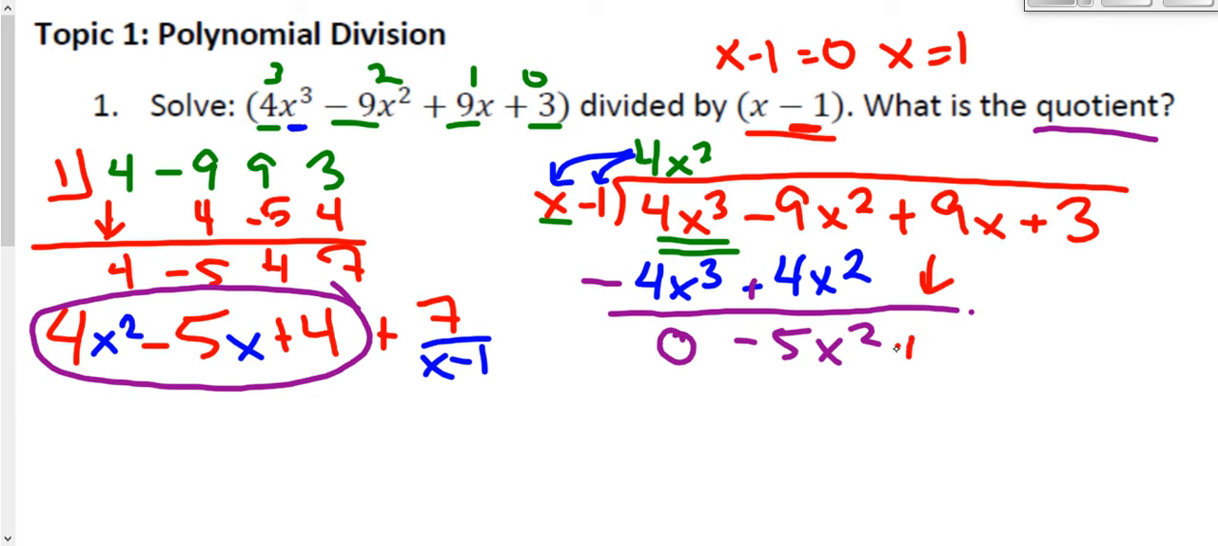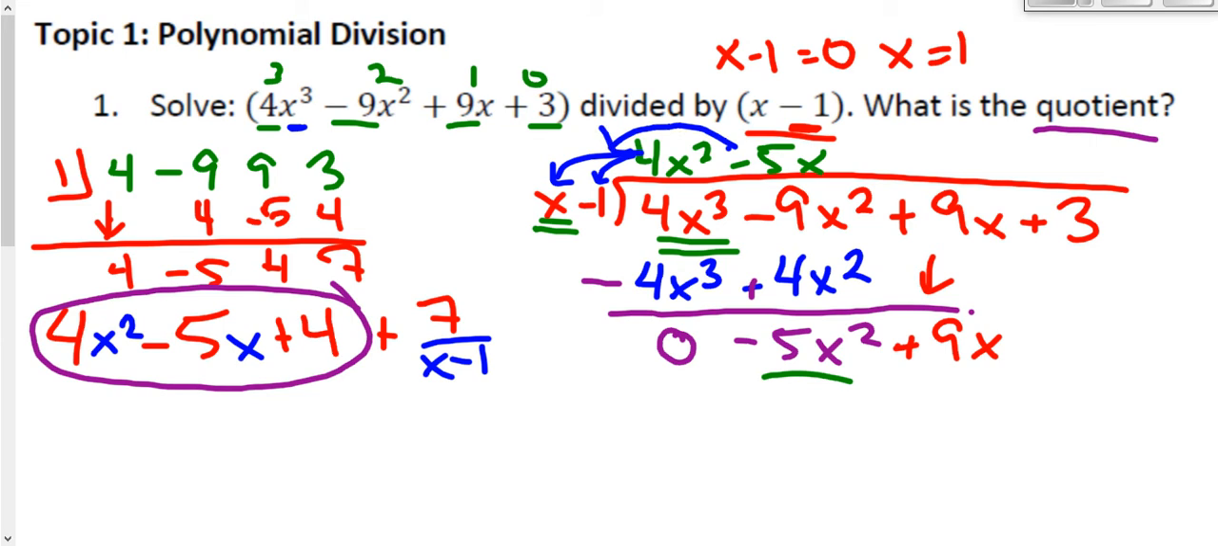So I'm going to bring down the next term, and we're going to do that again. We're going to start by looking at the term on the left and compare that to this one out front and ask myself, what do I have to multiply x by to turn it into negative 5x squared? I must multiply it by negative 5, and to turn x into x squared, I must multiply it by x. Now we're ready to distribute this. Remember to distribute the negative as well.